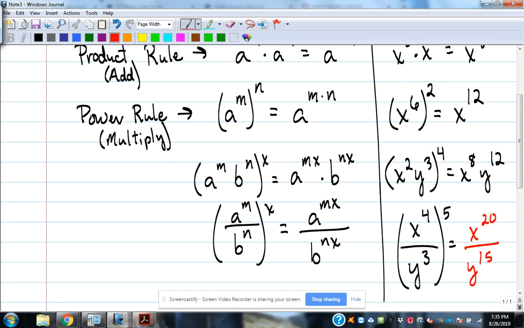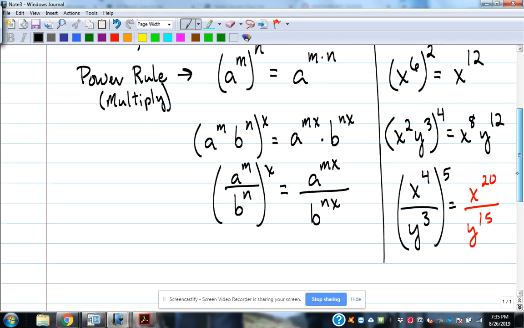Okay, the power rule just says anytime there's parentheses, an exponent on the outside, multiplying the exponents is the way to go. All right, parentheses is the key to the power rule.